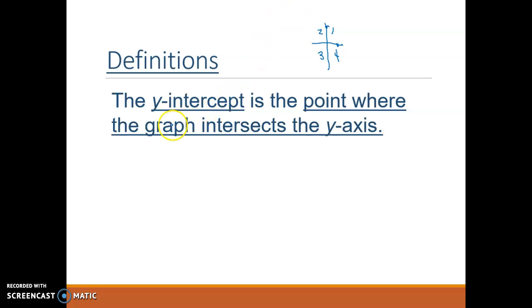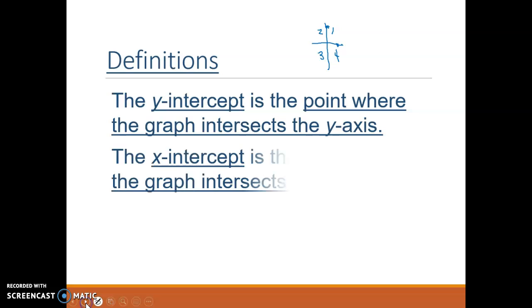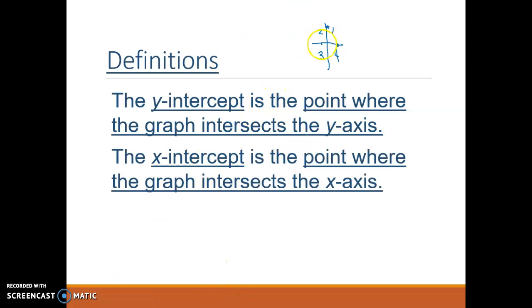The y-intercept is the point where the graph is on the y-line or crosses the y-axis. The x-intercept is a point that lies on the x-line or crosses the x-axis. So right here where I have my mouse, that is an x-intercept, and this is a y-intercept. Those points are not in quadrants, they are right on the line.